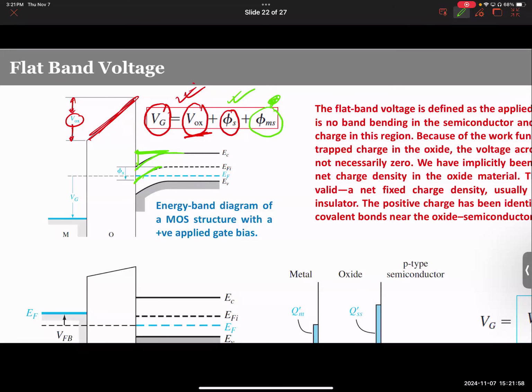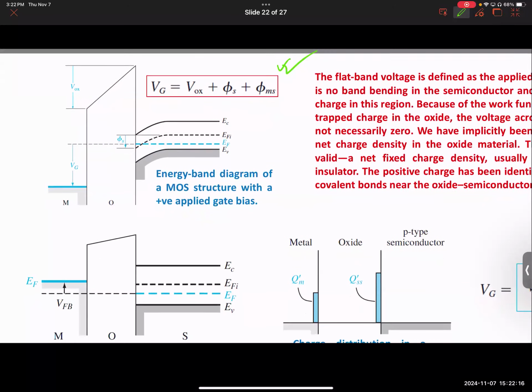That's not the only reason. Engineers find out ways to convert limitations into features, by the way. So they found out a way. If we were to live with metal semiconductor work function difference, let's use it to our advantage. And I'll tell you the advantage in a sec. But does this equation make sense to you? Okay, this is an equation.